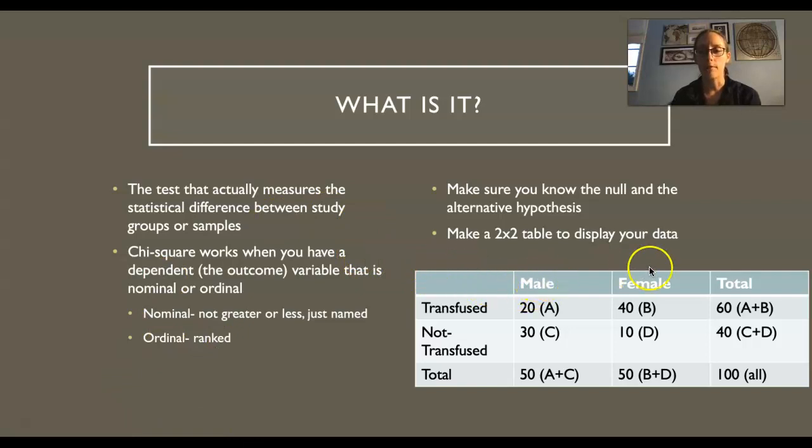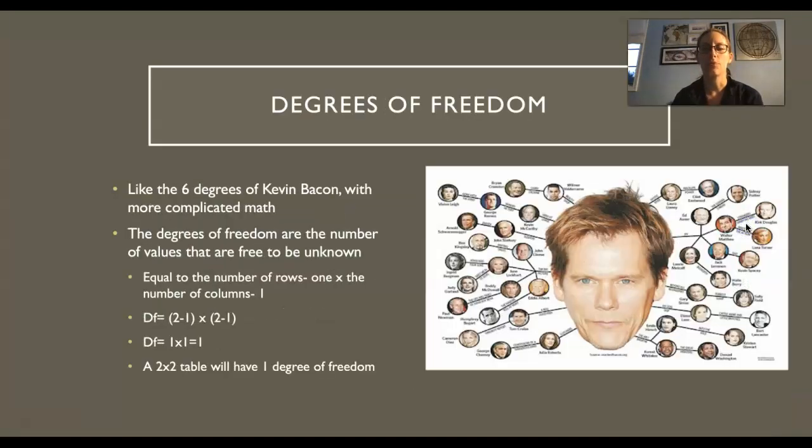So you can see here we have males, females, and whether or not they were transfused or not transfused, and the total. And the totals are as easy as that, right? So 30 plus 20 equals 50, 40 plus 20 equals 60. If you add it all together, we get to 100. So that's obviously a very simple table. Most of these experiments get much more complex than that, but we're going to deal with some easy examples.